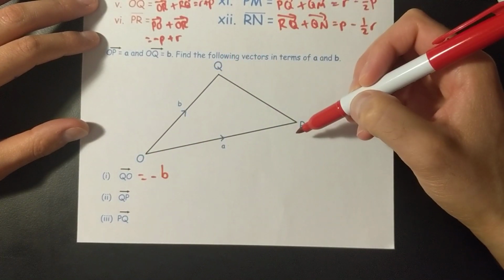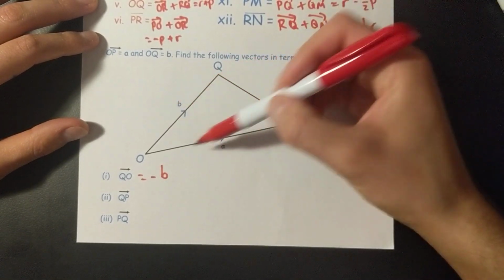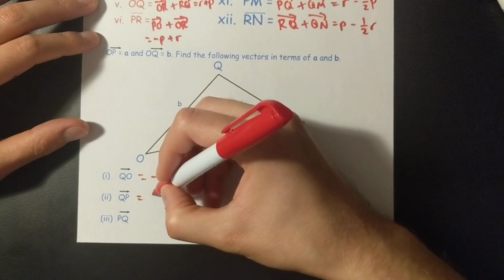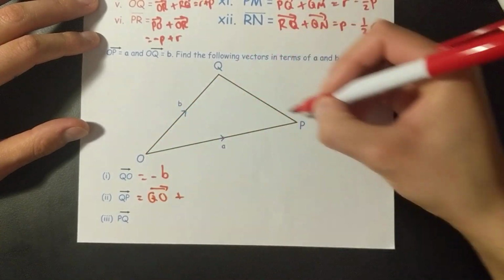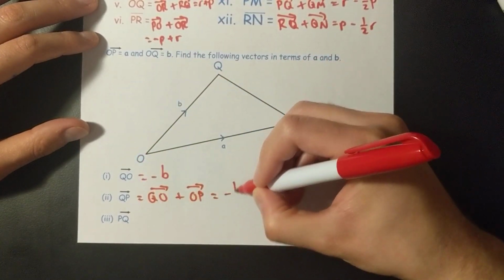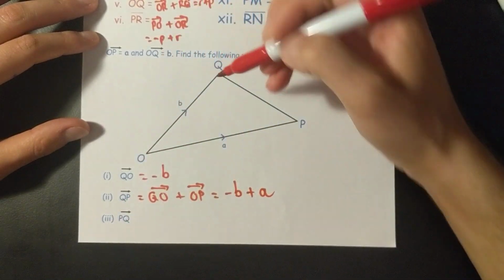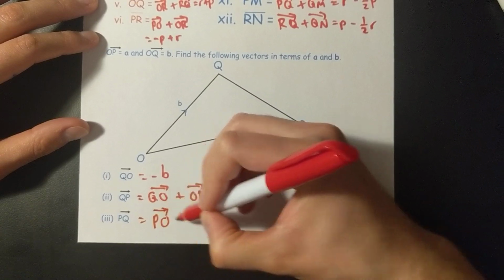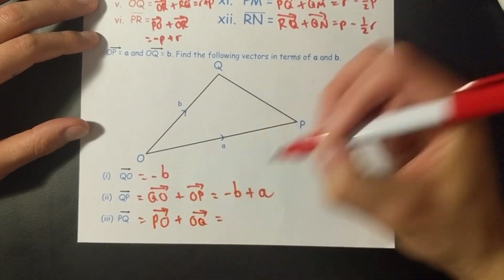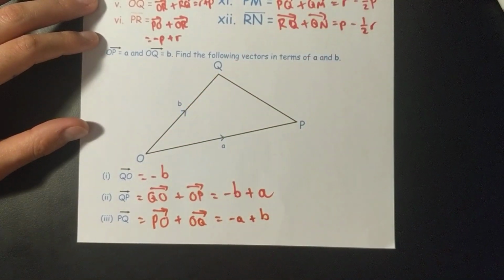Now, there is this line drawn here, right? And you look at this and you think, well, I just want to go along this line. But that's not one of my vectors. I have to use this as a combination of A and B. So I have to do it as going from Q to O, and then from O to P. So that is negative B plus A. P to Q, again, I can only use my vectors. That's going to be P to O, and then O to Q. And then that's going to be negative A, and then positive B, because that's in the same direction.